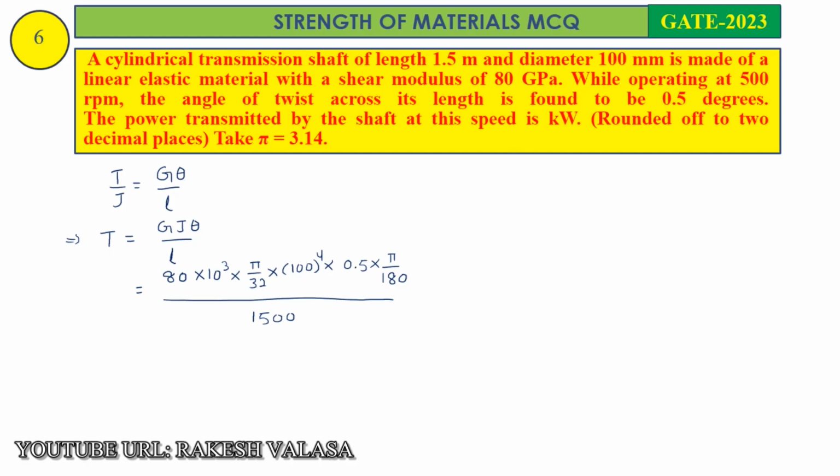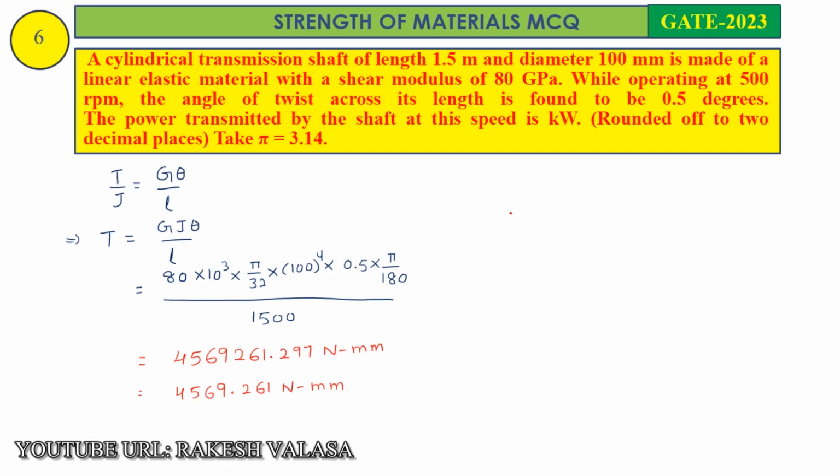Now write the answer. This equals 4569261.297 Newton mm. Now convert into meters. So 1 meter equal to 1000 mm, so you can move the decimal point before 3 digits. 4569.261 Newton meter.